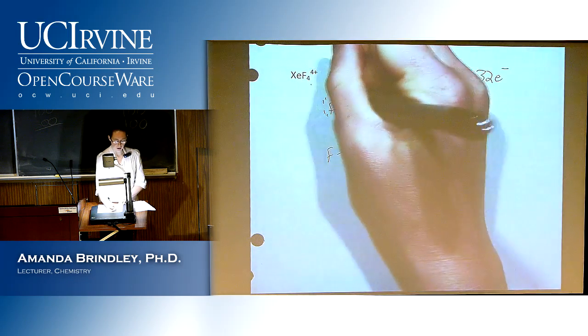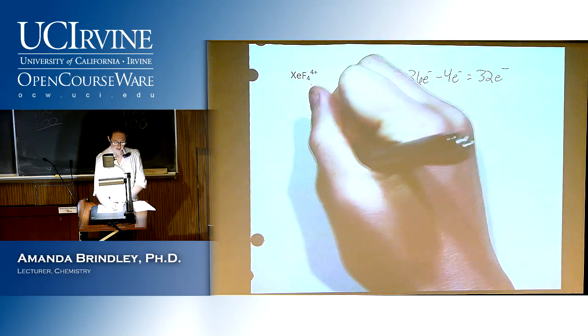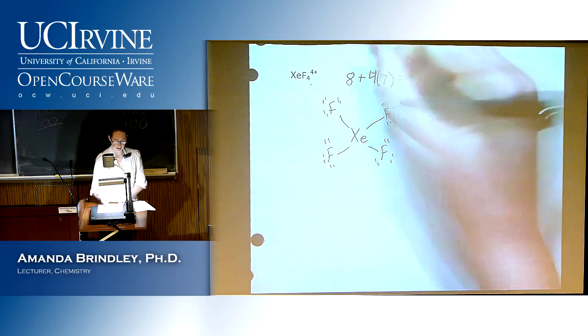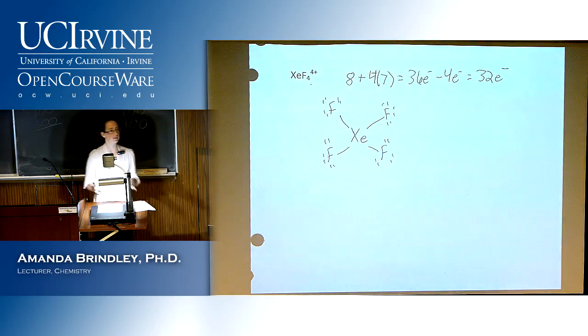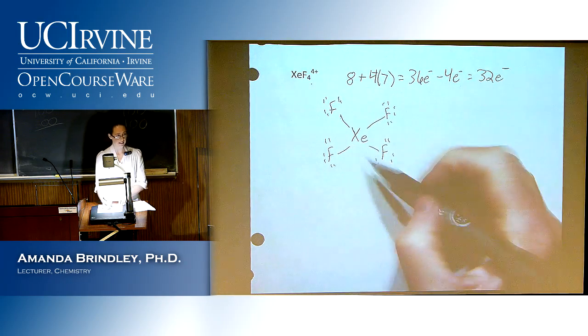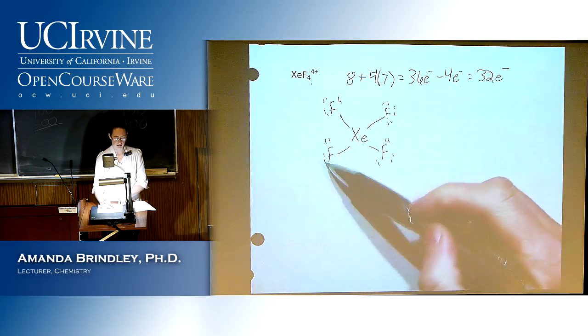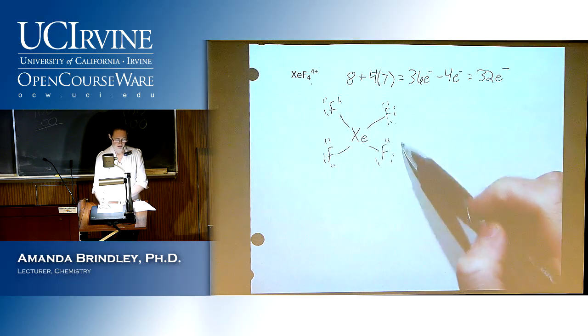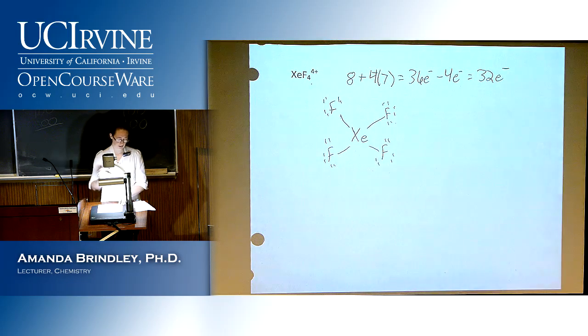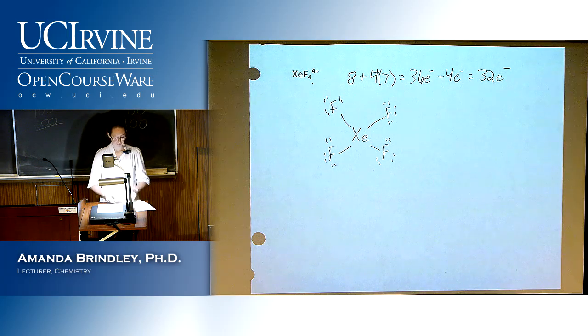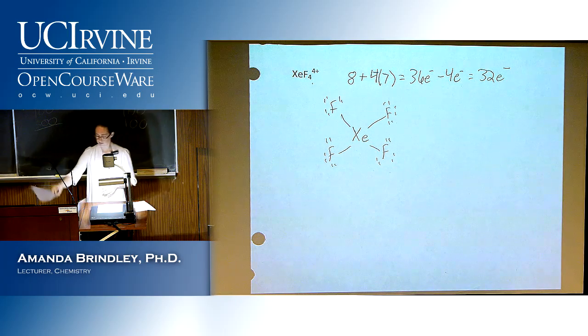So really all we can do at this point is add in our lone pairs and hope everything works. If not, we'll have to add some things to xenon. So if you count all of these, 2, 4, 6, 8, all the way around, what you see is that we do in fact have 32 electrons. So we're set, we're done. We don't have to do anything else with this one. Okay.